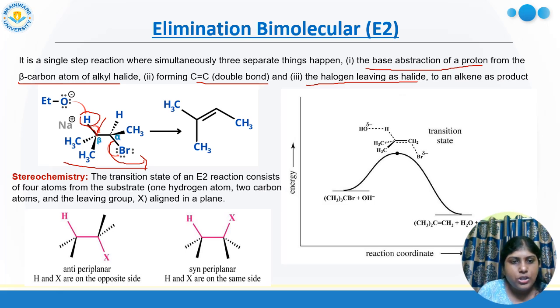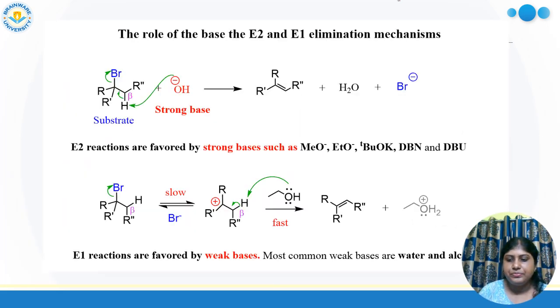The stereochemistry of the reaction: here the proton and the leaving group may be in the same direction or may be in opposite direction. So if it is same direction, then it is called syn elimination, and if it is opposite direction, then it is called anti elimination.